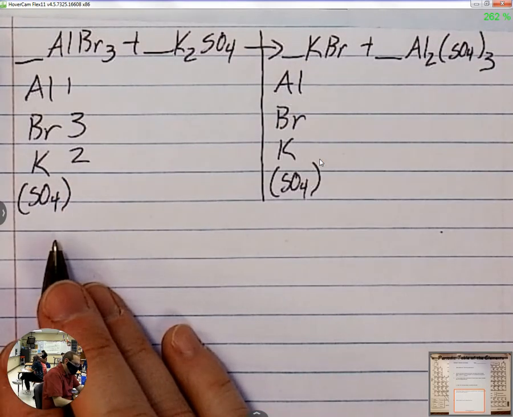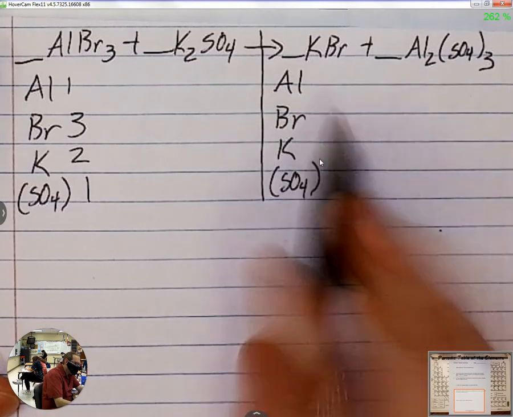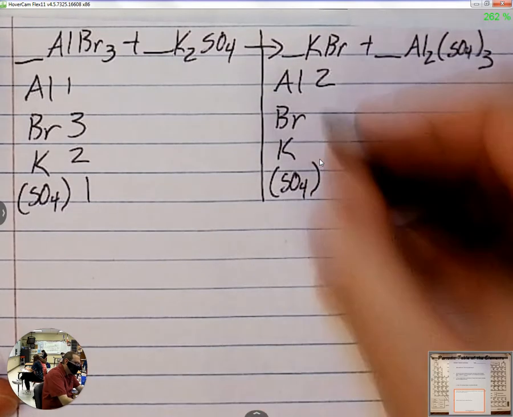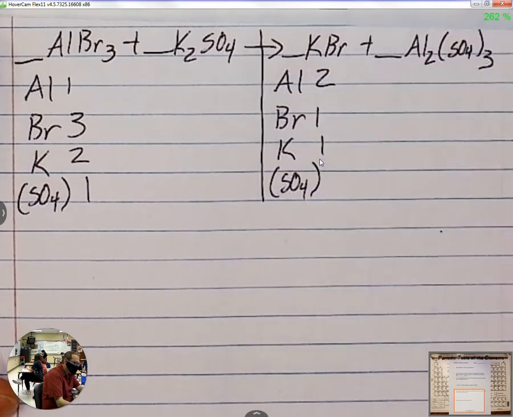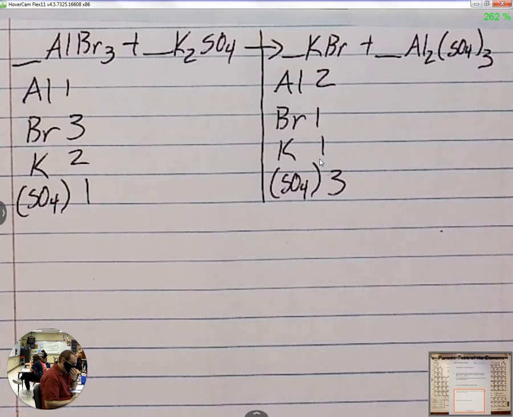SO4 groups. I have one SO4 group. Good. Okay. Right-hand side, how many aluminums? Bromines? Potassium? SO4 groups. So what's broken? Everything, right? It doesn't matter where we start, so where would you like to start?